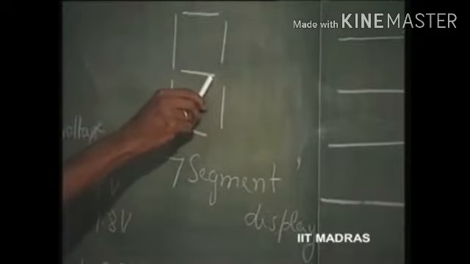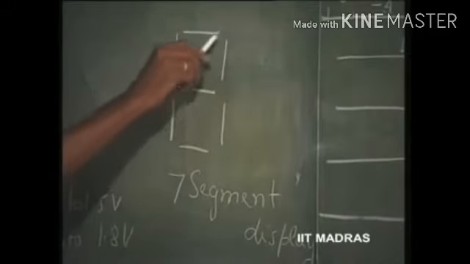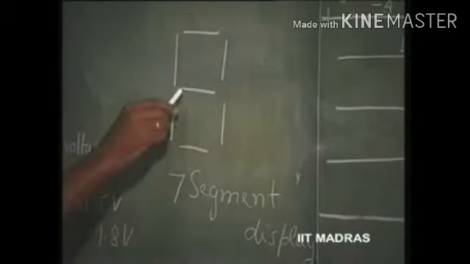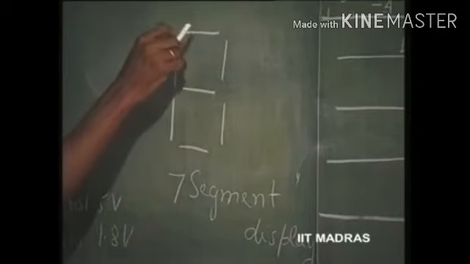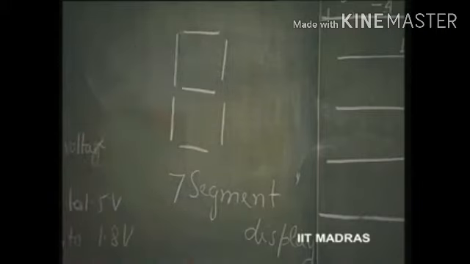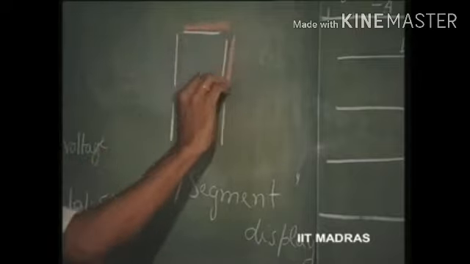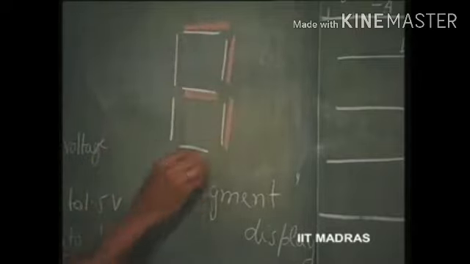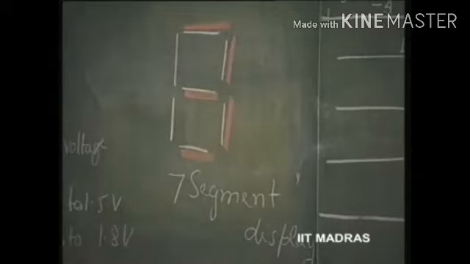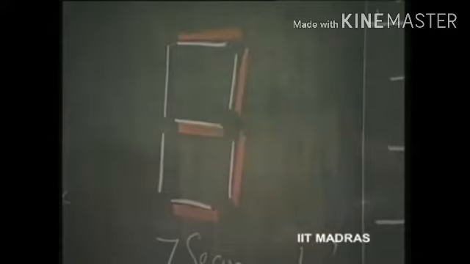Each segment can be an array of LEDs, so as to form this kind of segment. For example, typically I want number 3. So this will glow, this will glow, this will glow, this will glow, this will glow. Right. So by a control circuit you can get all numerals using this kind of 7 segment display.